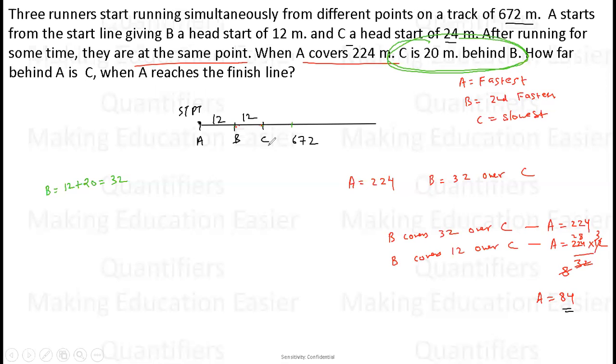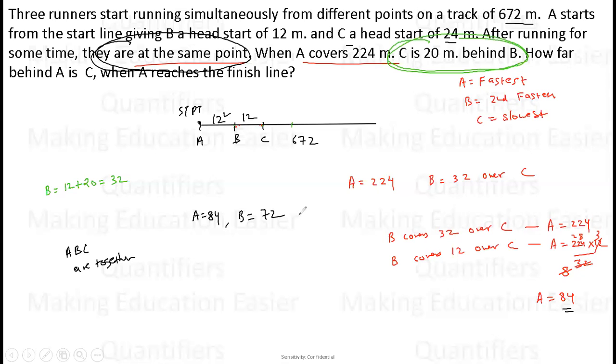And students, all of them are together at the same point. It is given in the question. तो इससे हमें पता लग रहा है when A covers 84 meters, A, B, C are together. So students, from here we can easily figure out that when A covers 84, B must have covered 72. Why 72? Because both A and B are together and B was already 12 meters ahead of A. तो मतलब जब A ने 84 कवर किया, B covered 72 meters.